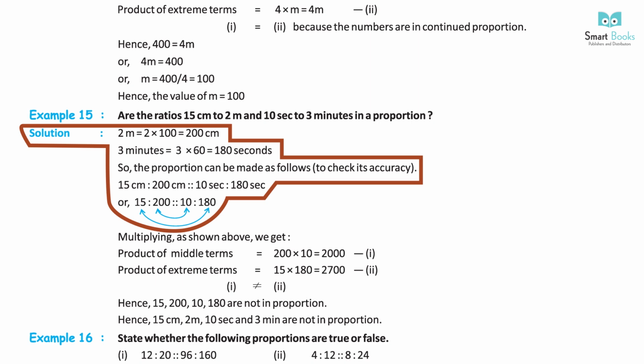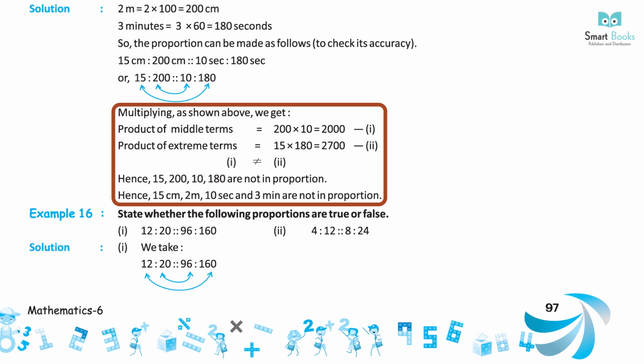Multiplying as shown above, we get product of middle terms equals 200 into 10 equals 2000. First statement, product of extreme terms equals 15 into 180 equals 2700. Second statement, the first statement is not equal to the second. Hence 15, 200, 10, 180 are not in proportion. Hence 15 centimeters, 2 meters, 10 seconds and 3 minutes are not in proportion.